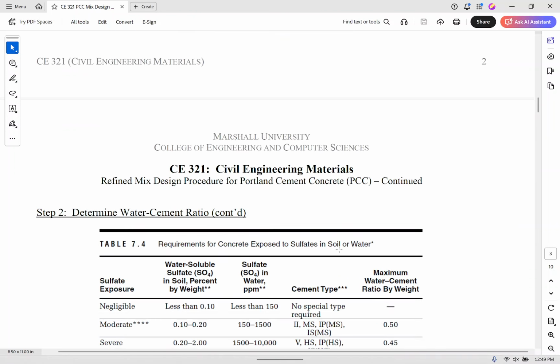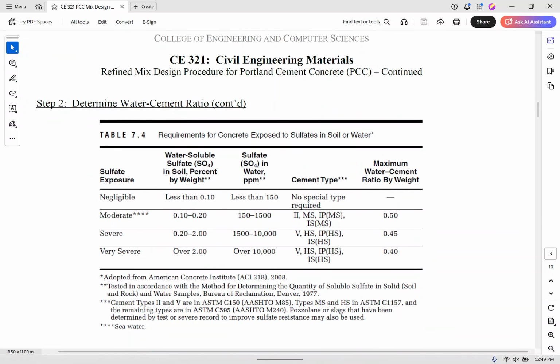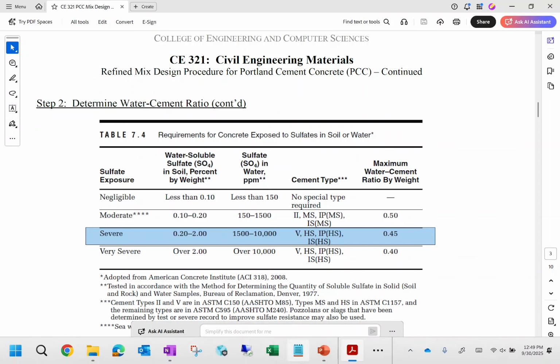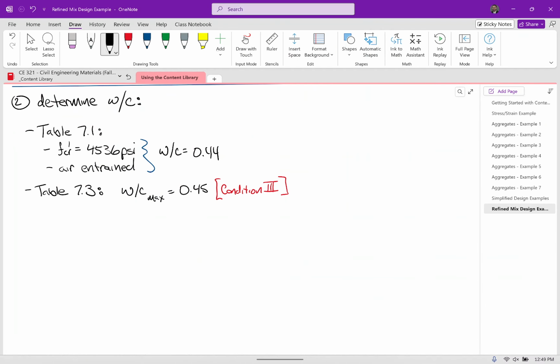All right. Now what about this table? 734. These are going to be our maximum water cement ratios based on sulfate exposure. What did we say for this deck? Did we say severe sulfate exposure that we were going to assume? So in severe sulfate exposure, we're going to use type 5 cement, which we are. We're going to have a maximum water cement ratio of 0.45. So with this table, we're also getting a maximum water cement ratio of 0.45.